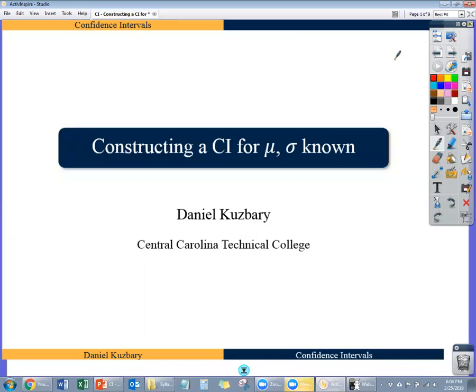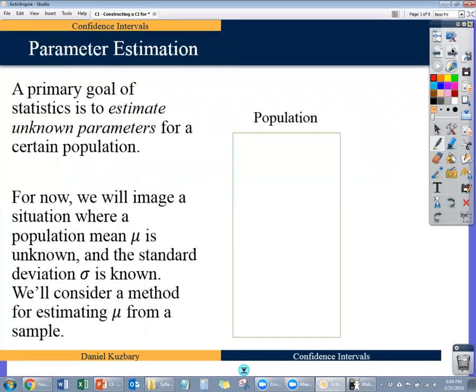This is Daniel Coosbury, and in this video we are going to introduce one of the two major statistical practices for estimating parameters. In this video in particular, we're looking at how to construct what's called a confidence interval for the population mean, assuming that we know what the population's standard deviation is. And I'll explain what that sentence means as we work through this video.